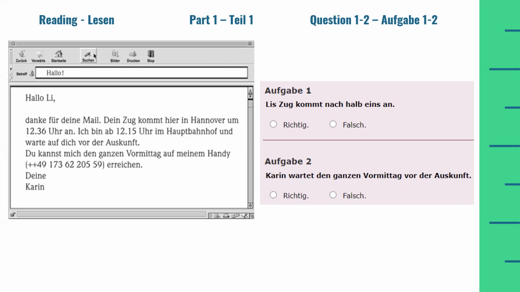So now let's have a look at the sample exam of the reading section of Goethe Institute's A1 exam. Here in the first part, we are given one email, and related to this email, there are 2 questions. So first, let's read the email and then see what the questions are.